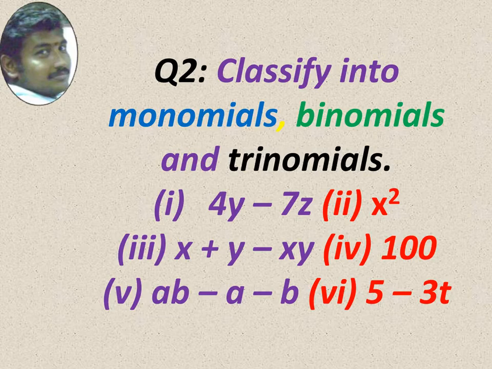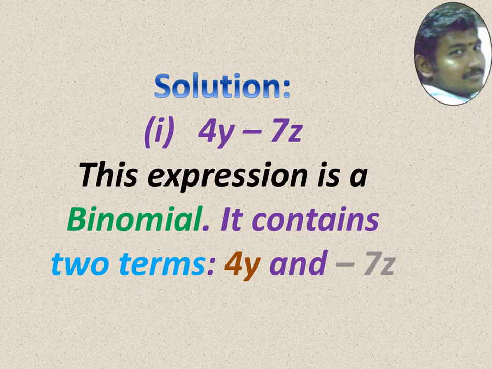Classify into monomials, binomials and trinomials. The first one is 4y minus 7z. It has two unlike terms, so we can say binomial. The expression is a binomial because it contains two terms: 4y is one term, minus 7z is another term. So 4y minus 7z is a binomial. It contains two terms.